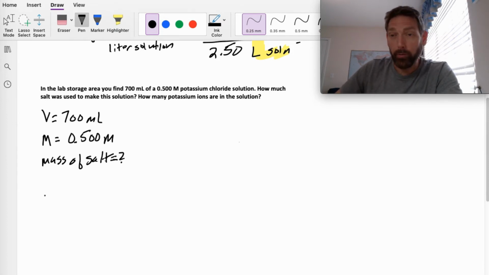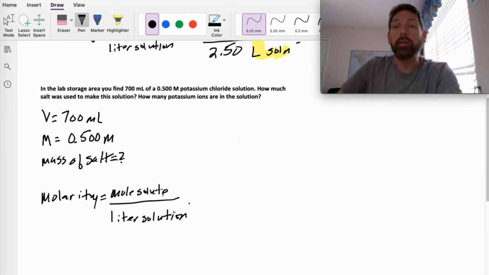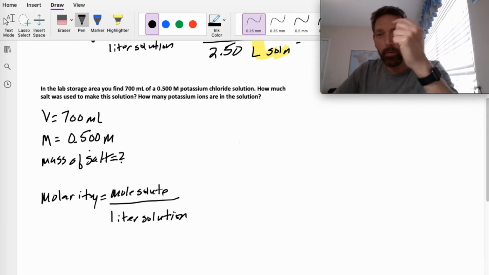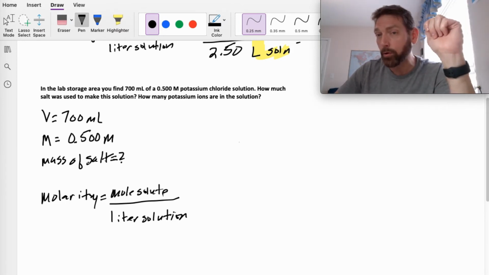So let's go back to our basic equation. Molarity equals moles of solute per liters of solution. Molarity right there, check, we got it. Moles of solute, that's what we're trying to figure out. So we don't have moles up here, so the first thing we realize is we'll have to do some dimensional analysis, some converting of units here in a little while.